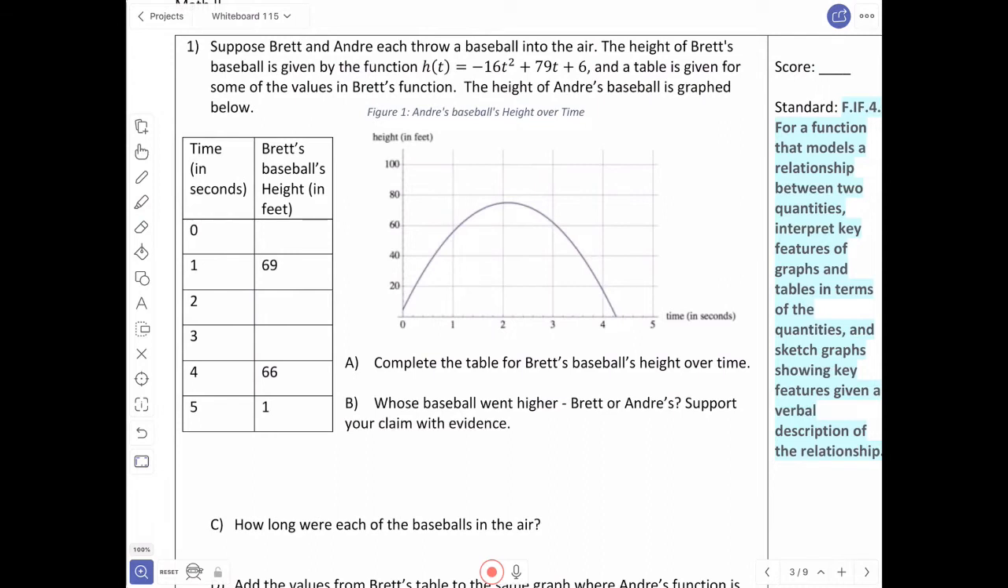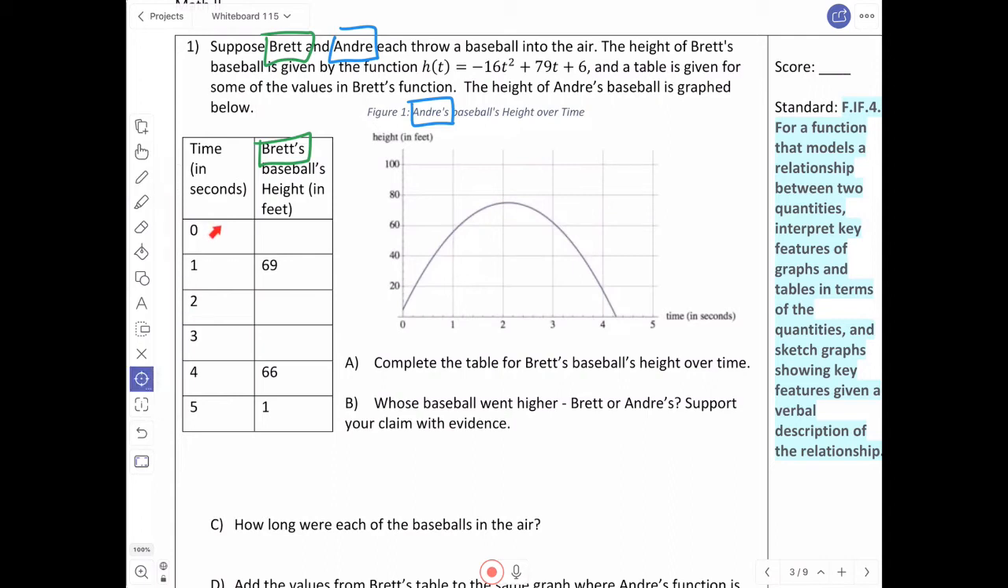All right. Suppose Brett and Andre each throw a baseball into the air. The height of Brett's baseball is given by negative 16t squared plus 79t plus 6, and a table is given. The height of Andre's baseball is graphed below. Okay, A, complete the table for Brett's baseball's height over time.